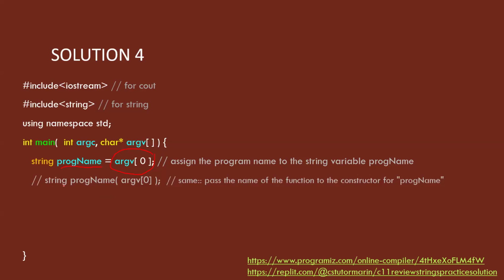So we could have done this, right? I could have said string prog name parentheses. Remember, that's how we call a constructor. Right, so what we're really saying is construct an instance of the string class called prog name and feed the constructor a name, right? Some information from my command line. So argv0 is, of course, our program name. So now we have a string variable.